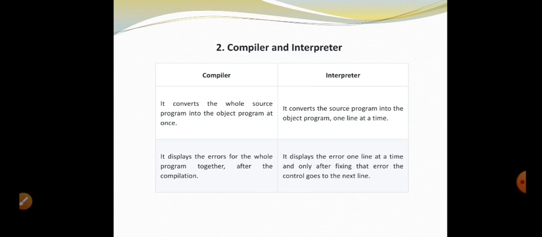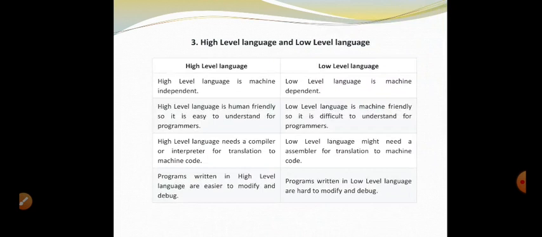The last one is the difference between high level language and low level language. What is high level language? High level language is machine independent, whereas low level language is machine dependent. Means high level languages are not machine dependent, they are independent, they are the users' language which users use to write. Low level language is basically the machine level language. High level language is human friendly, as I told you before. Low level language is machine friendly.